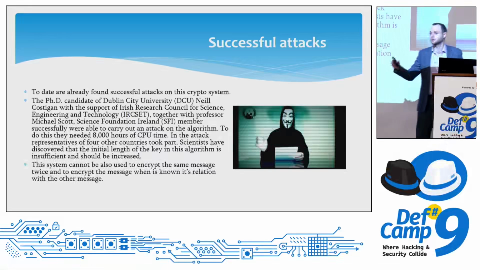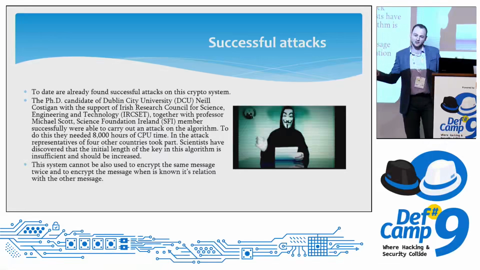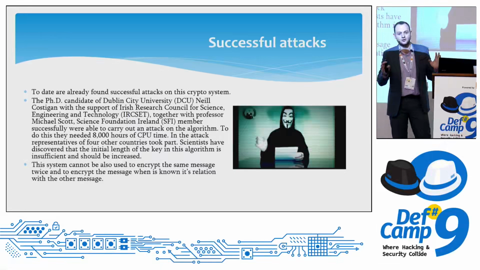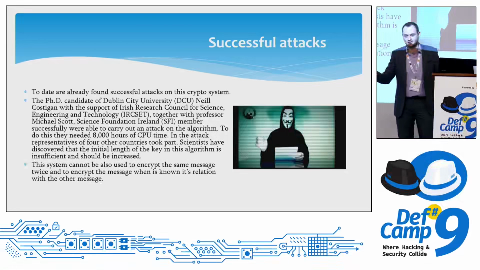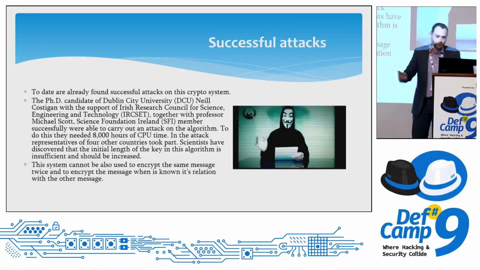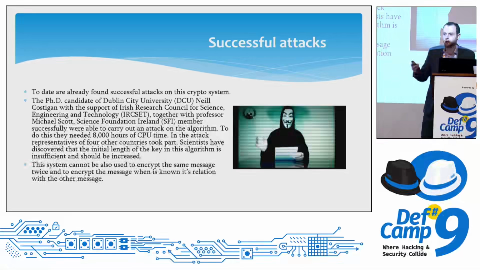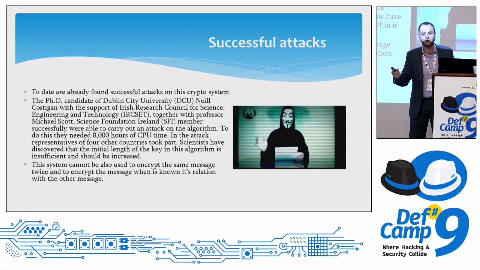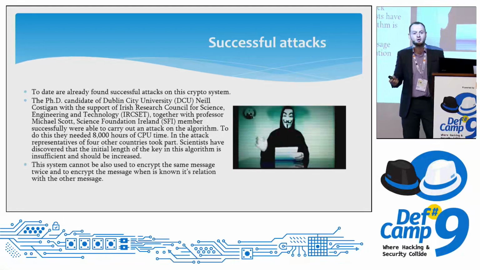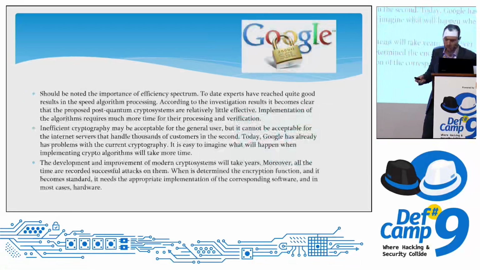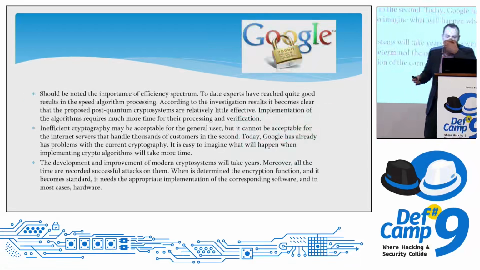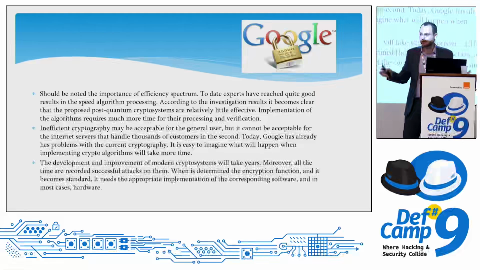So what did scientists respond about why it was broken? They said that the size of the key was not enough, so they recommended enhancing the size. So it's already a problem, and afterwards it also has another problem. We cannot encrypt the same message twice. And we cannot encrypt 2 messages when there exists a relation between these 2 messages. Also the efficiency, as you will see afterwards in our research, is a problem.